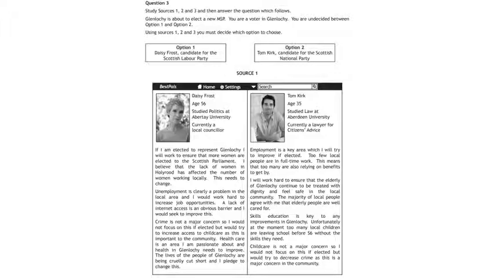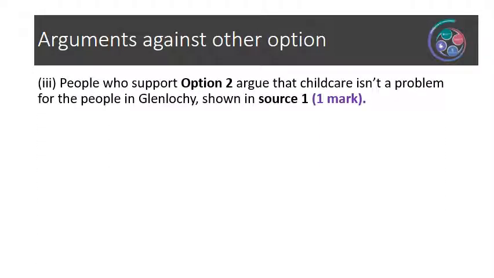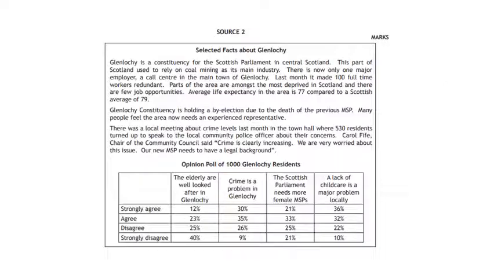We now want to have a little look briefly at what we will do in terms of rejecting the other option. We want to find some information which gives us a reason for why we could choose option 2, Tom Kirk. And we want to structure the final part of our answer like this. People who support option 2 argue that childcare isn't a problem for the people in Glenlockie, shown in source 1. And we then want to disprove this by finding information which proves that it is not true. And we can find that from the opinion poll in source 2.